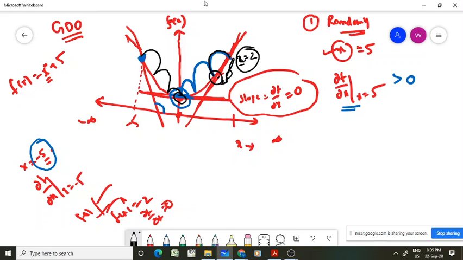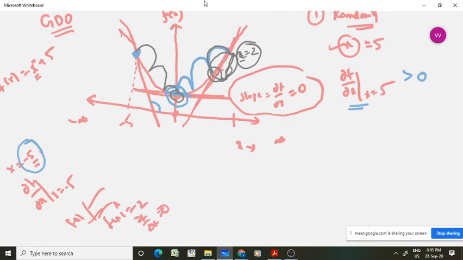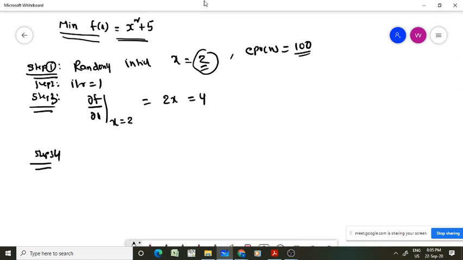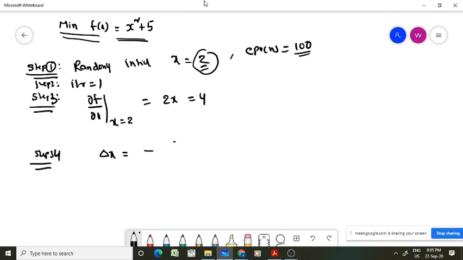So what we are doing in step 4 is finding how much step length we have to take, how much a point will be moved from the initial point to the next one. That step length we have to find. So how do you find the step length? The step length can be found by using the formula delta x equal to minus dou f by dou x at x equal to 2. So how much step length you take depends upon your gradient, dou f by dou x at x equal to 2.